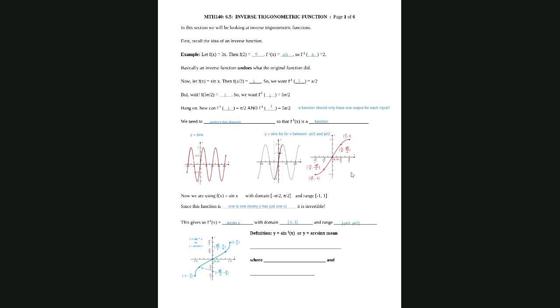We say y is equal to inverse sine x, or arc sine x, means that x equals the sine of y, where x is between -1 and 1, and y is between -pi/2 and pi/2. Does anybody have any questions so far?